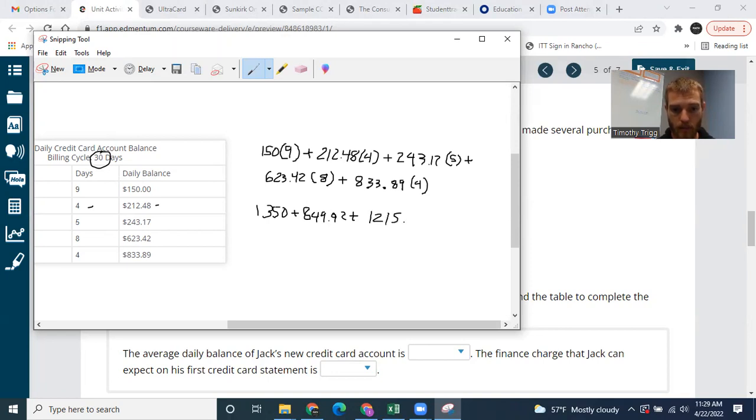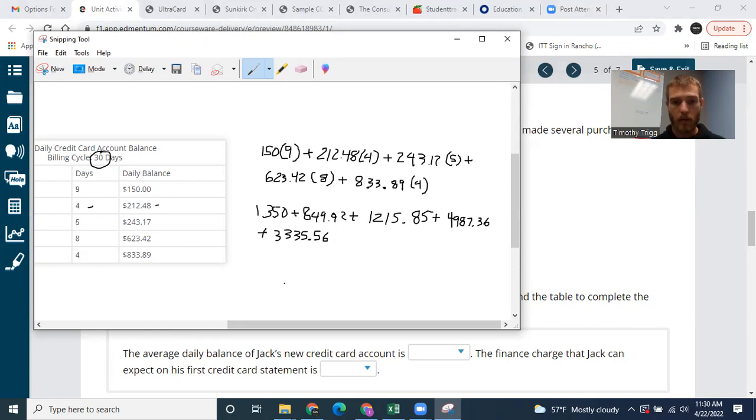If you're writing everything I'm writing, then it'll make a lot more sense. So just continue, just copy what I'm doing. You can move ahead if you're moving faster, because I know I'm writing kind of slow, but that's okay. This is the 623.42 times 8. So that's 4987.36. And then plus, last one, 833.89 times 4, 3335.56. Now we're going to add these together and find the sum.